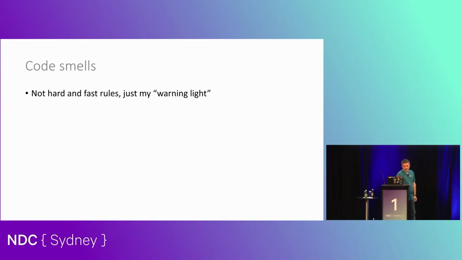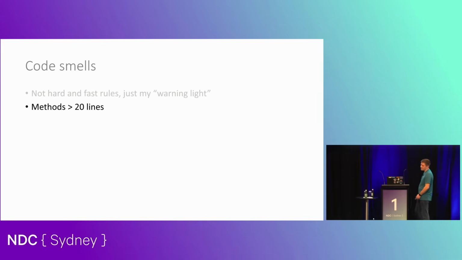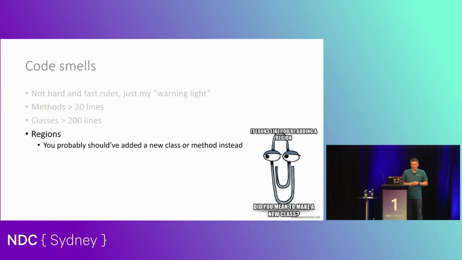So some general code smells. These aren't hard and fast rules, just my warning light goes off if I see some of this. If I see methods that are greater than 20 lines, I think about, okay, can I refactor this a little bit? Or if I have classes that are greater than 200 lines, or heaven forbid if you use a region. I really think if you try and use a region, our friend Clippy should pop up and say, hey, I see you're trying to use a region. Did you actually mean to add a new class or a new method instead? Because most of the time when I've seen regions used, they should have been creating a new method or a new class as well. So I'm not a big fan of regions. Sorry for anybody I offended.